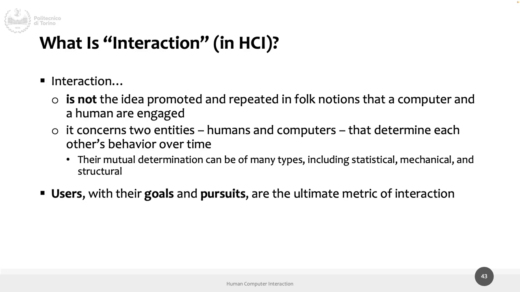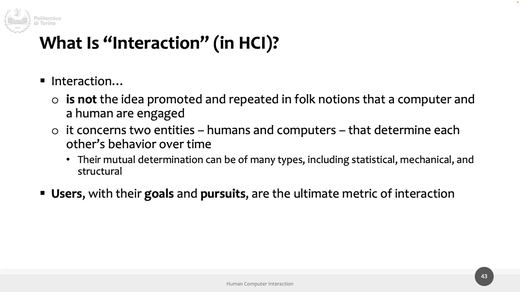This mutual determination can be of many types, including statistical, mechanical, structural, cognitive, whatever. If you think about a neurodiverse population, it's a kind of mutual determination, because the human in that case will react differently. If we speak about mixed reality, that will be something else in the way this determination happens and in what the person can do and perceive.